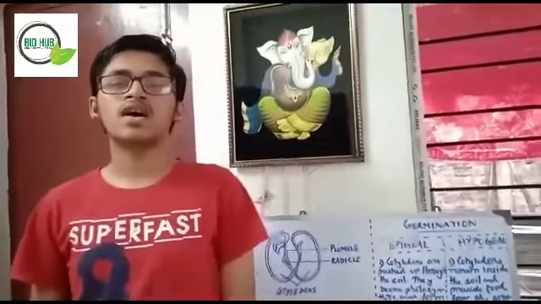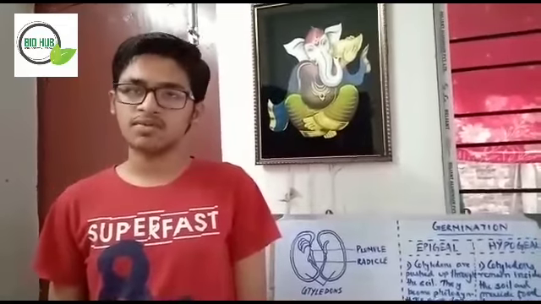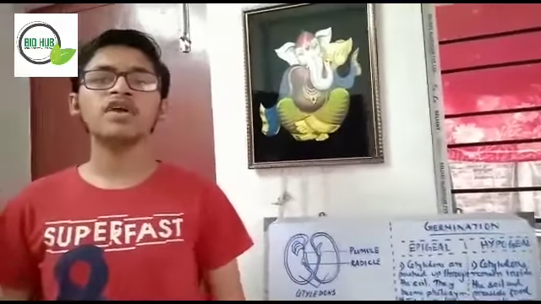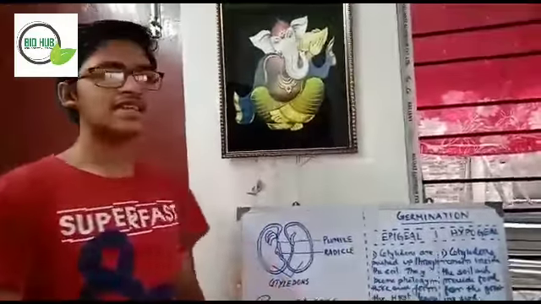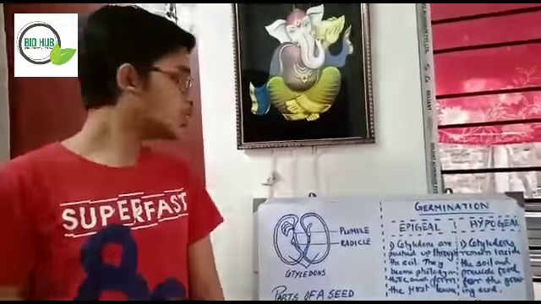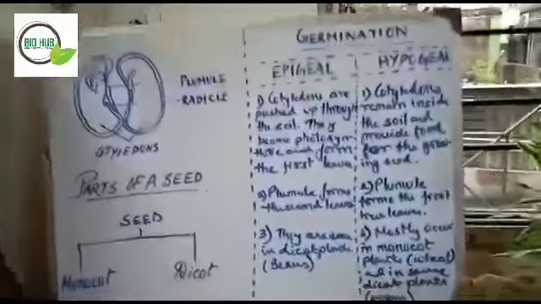Today we will be learning about seed and germination. In the last video we learned about fertilization, and I am going step by step so that you can understand more easily. So let us see that after fertilization the seed is formed. So what is there in the seed? A seed contains the seed coat and the embryo.